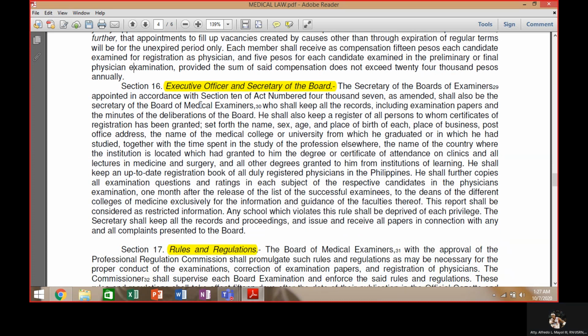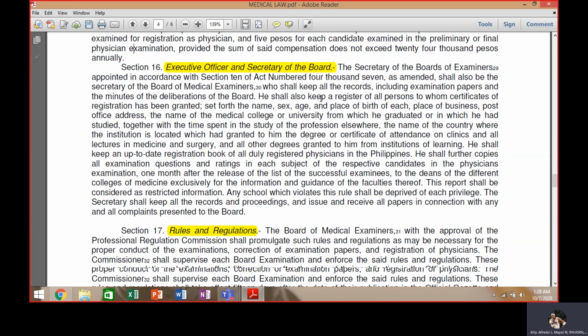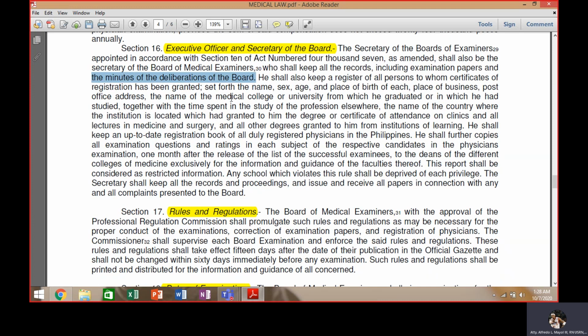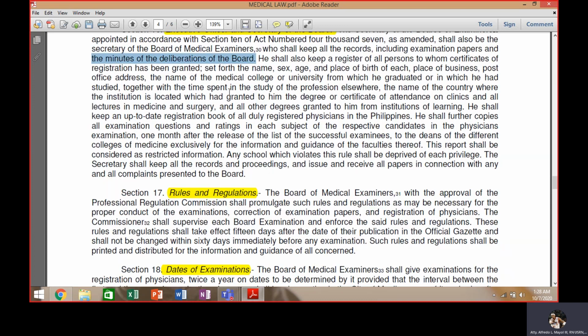Section 16, Executive Officer and the Secretary of the Board. The Secretary of the Board of Examiners, appointed in accordance with Section 10 of Act Number 4007 as amended, shall also be the Secretary of the Board of Medical Examiners, who shall keep all the records, including examination papers and the minutes of the deliberations of the board. Okay? Because, for example, if the failing rate is very high, it is discretionary upon the board to lower the passing rate.